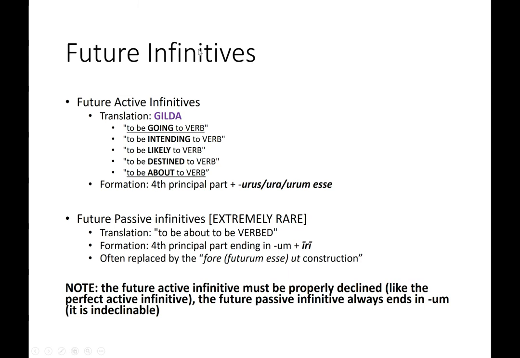And then I recommend using this acronym to help give you some understanding of what you can say, because there's a lot of options here. You can say to be going to verb, to be intending to verb, to be likely to verb, to be destined to verb, to be about to verb. Right? So to be going to jump, to be intending to jump. It might sound silly, but we don't use future active infinitives in English very much, so you kind of have to come up with these roundabout ways of expressing what's going on here.